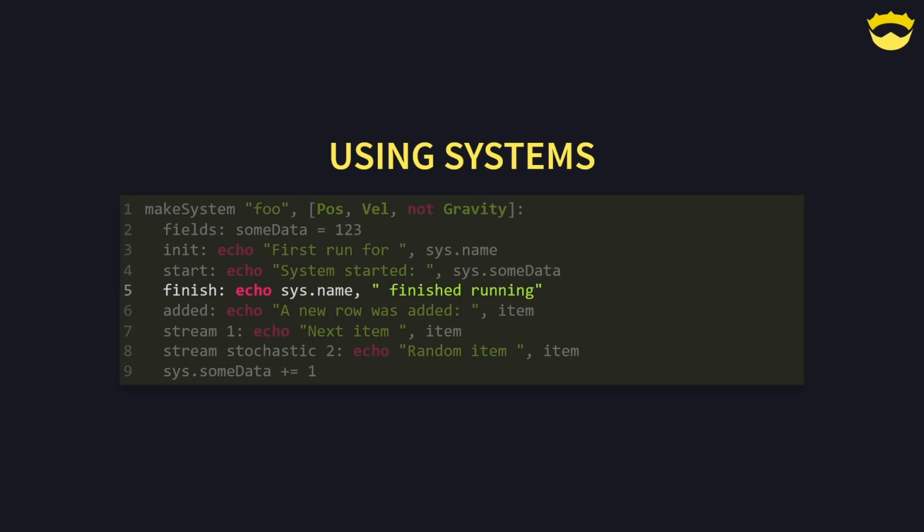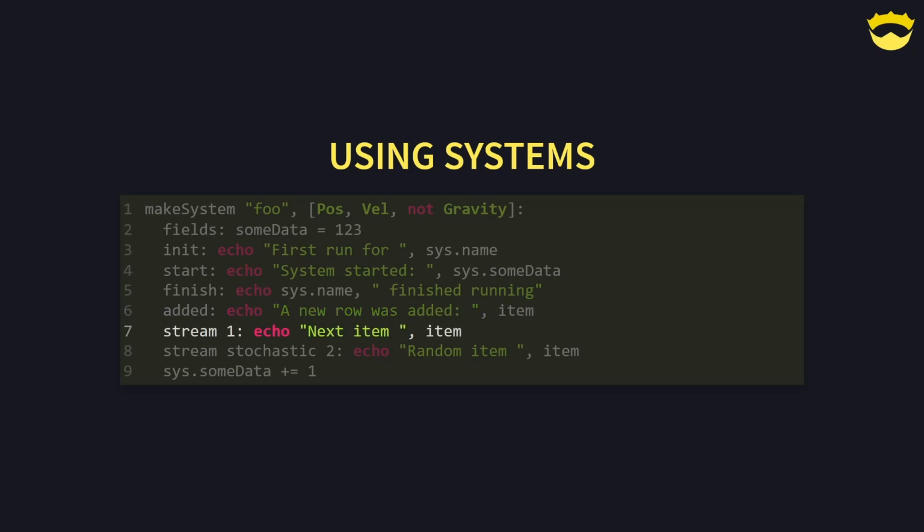And then there's the complement finish block, which obviously runs when the system's finished. And here's an example of a system event which will run this code when the system has a new row added, and this is also incredibly useful for setting up data, for example, and there's also a complement removed event as well.